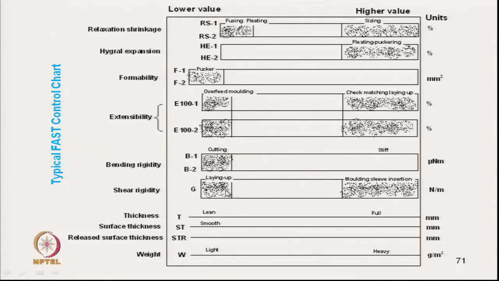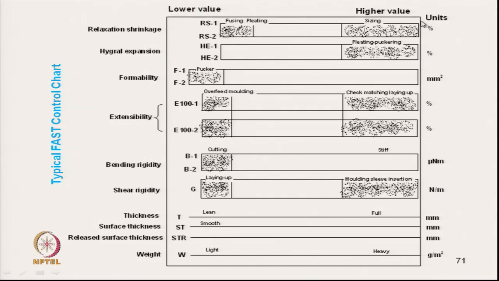As it is clear, for shear rigidity there is no warp and weft, because it is measured in the bias direction. It is not measured like extensibility in warp and weft directions. Here it is measured in bias direction, that is why shear rigidity is only one direction. Similarly, we get thickness, surface thickness, and release surface thickness. If there is a difference between surface thickness and release surface thickness, we can get an idea from this plot, and weight, mass per unit area.